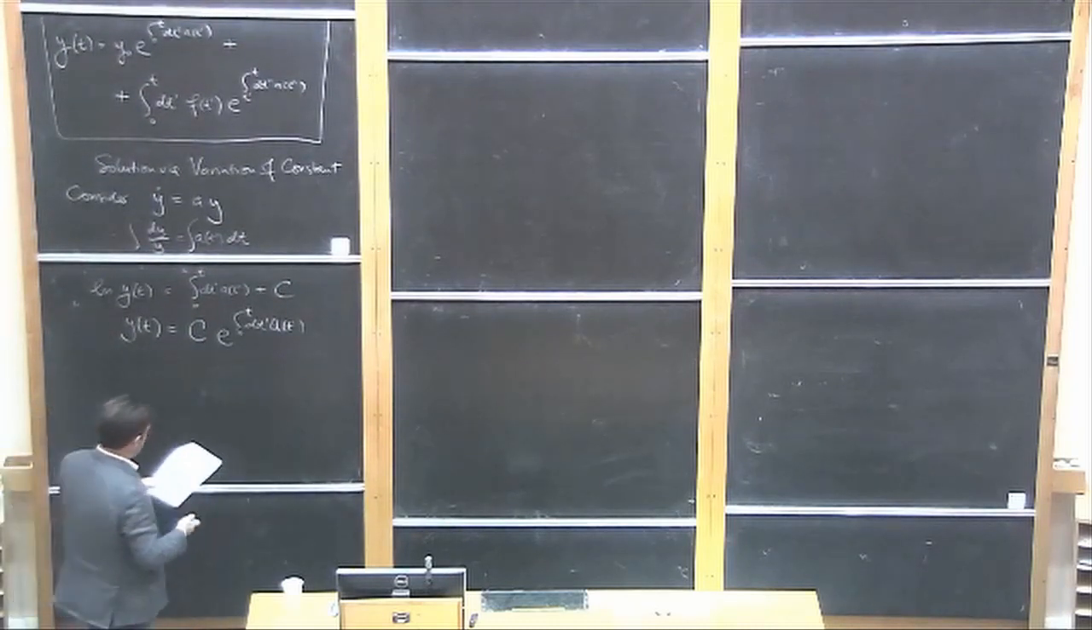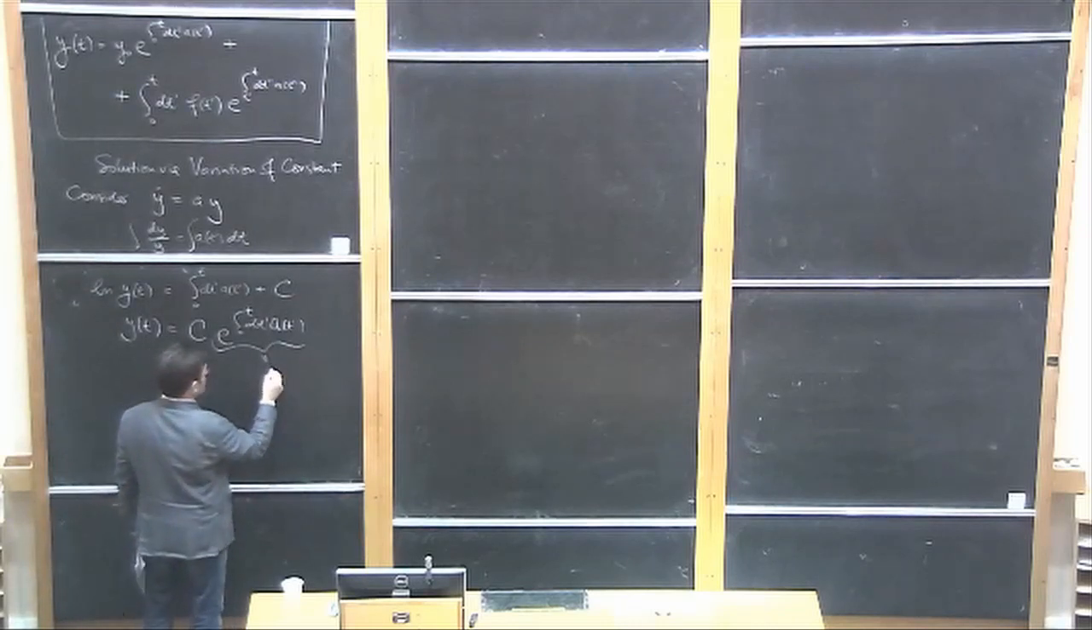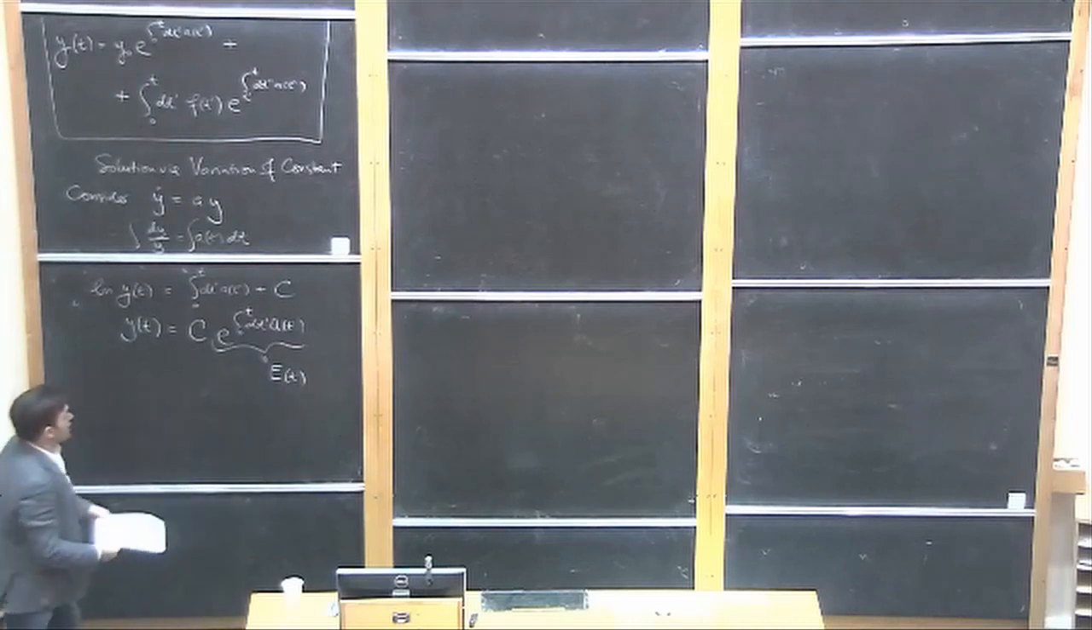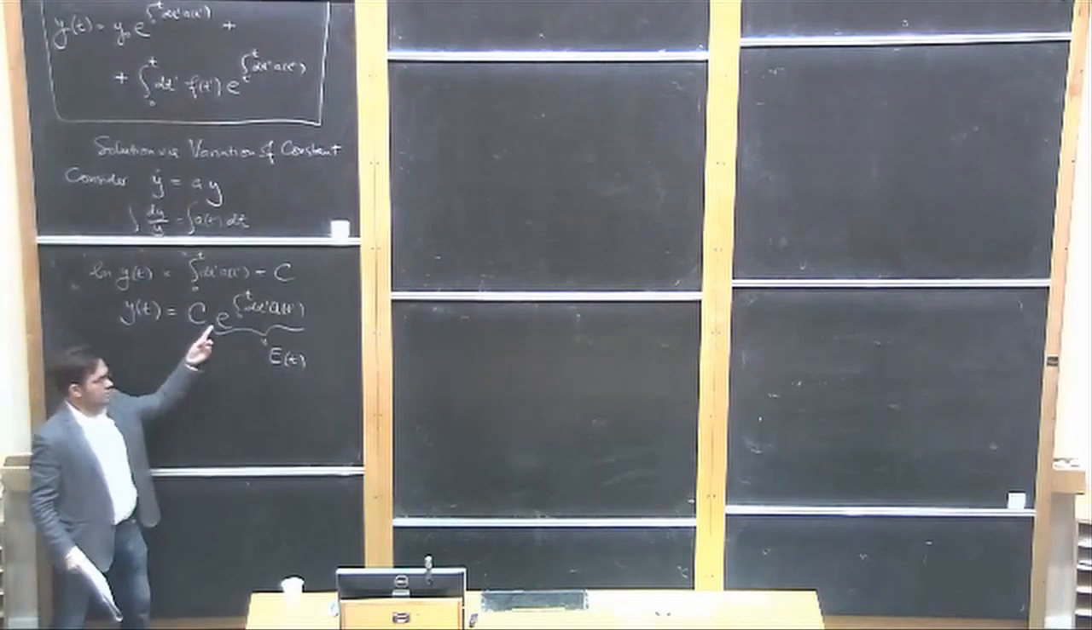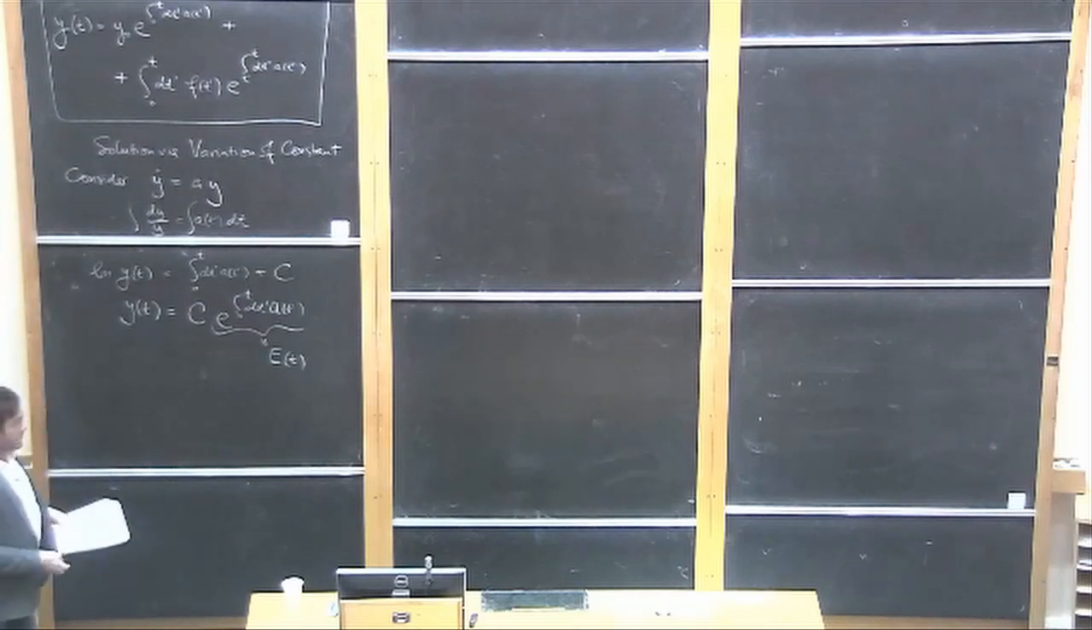Now, in order to save myself writing of algebra, let me call this function e of t, a kind of generalized exponential with the integral of a instead of time. So the method for solving linear equations was invented by Lagrange.